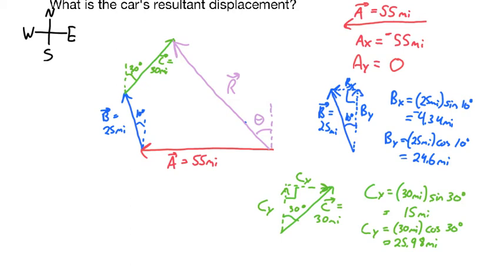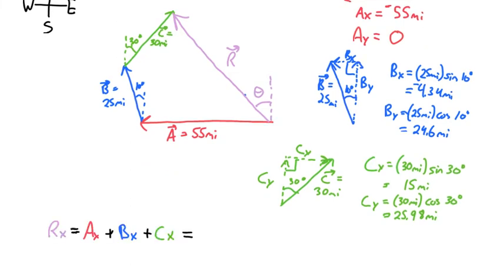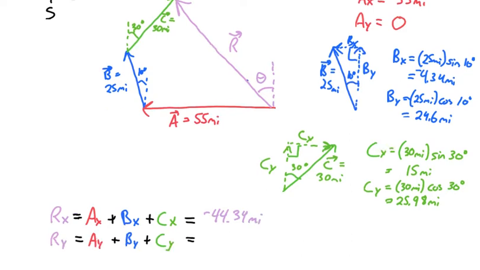Overall in the x direction, we go negative 55 miles plus negative 4.34 miles plus a positive 15 miles. That's going to give us an x component for our resultant displacement of negative 44.34 miles. In the y direction, the overall displacement will be Ay plus By plus Cy. Here that's going to be 0 plus 24.6 plus 25.98. Those are both positives. So we're going to get overall in the y direction 50.58 miles.